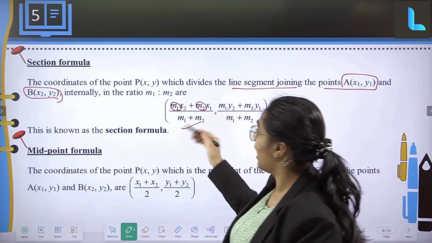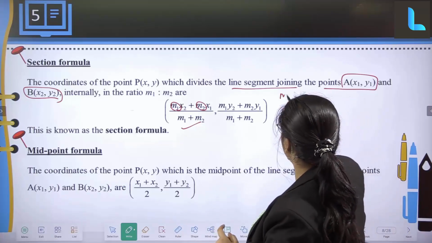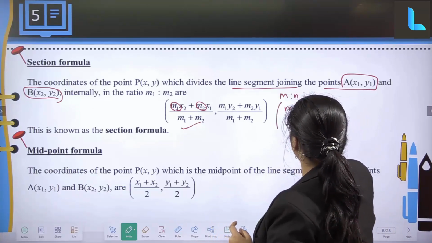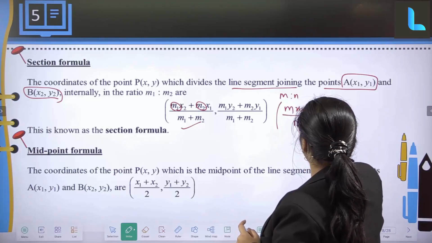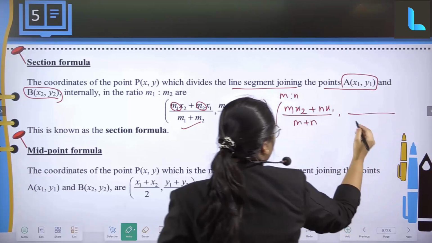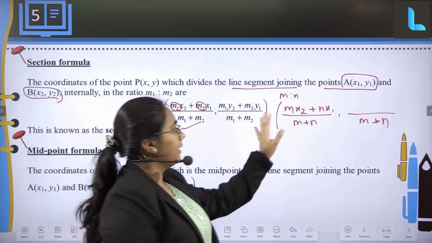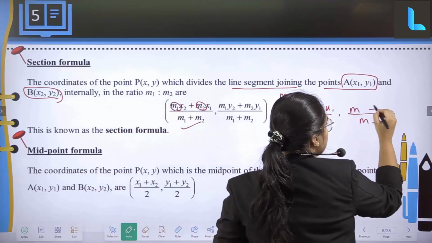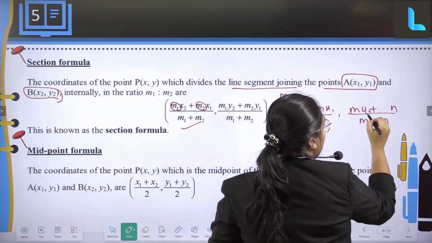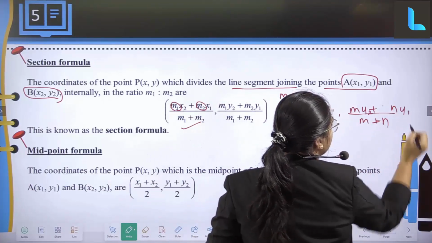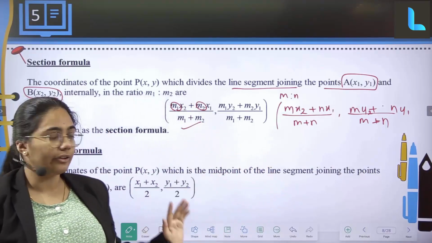This m1 and m2 is what usually makes you confused. So that is the reason I usually take m is to n. So the formula is going to be (mx2 plus nx1) divided by (m plus n). First write the denominator in both places, m plus n, and leave some gap. Over here x2 x1 and over here y2 y1. Clear? It is a very simple formula. If you understand it, you will never forget it.